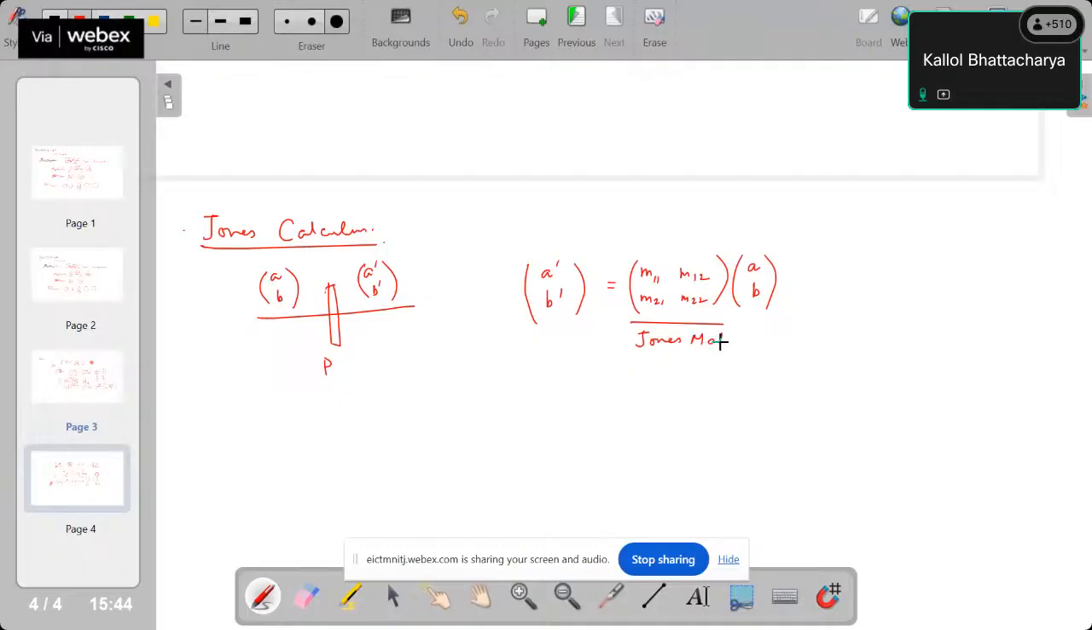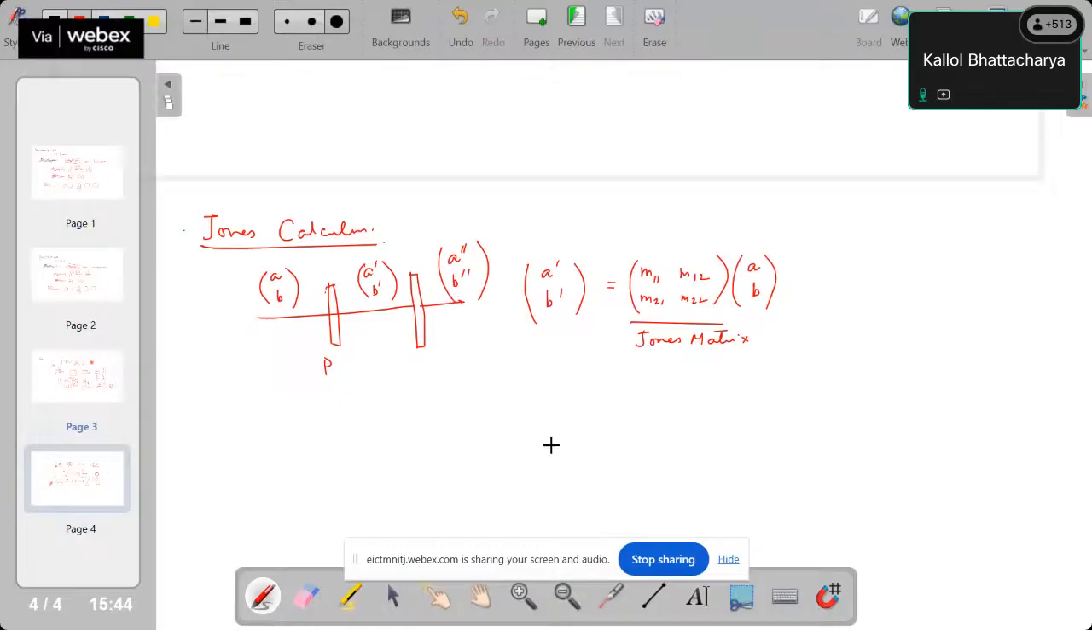So what does the Jones matrix represent? It doesn't represent either the state of input polarization or the state of output polarization. It represents the device. So the Jones matrix is characteristic of the polarization device. This is the importance of the Jones matrix. Now let us say we have another polarizing device here. Then the output becomes, let's say, A'' and B''.